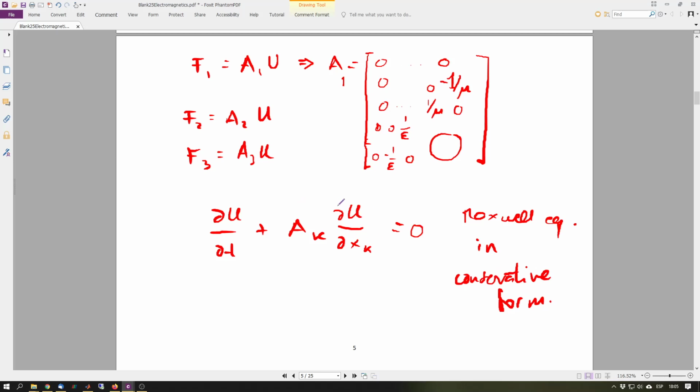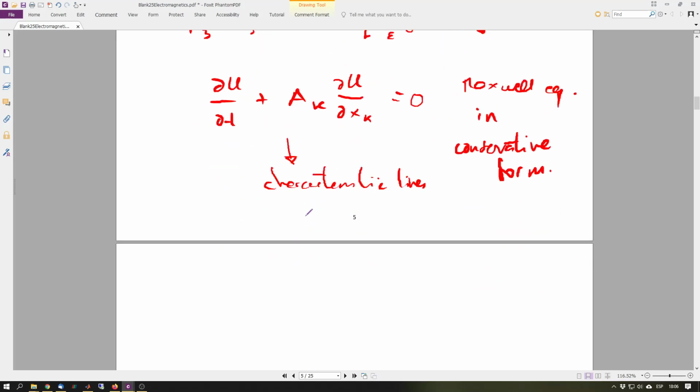Okay, why this advantage? So you know that this looks like these conservative forms. We can use the concept of characteristic lines. The characteristic lines are those that have the speed of AK. In this case, it's not an actual material or spatial speed, it's the one given by this AK. That is where the information does not change, where my U is constant along the characteristic lines.